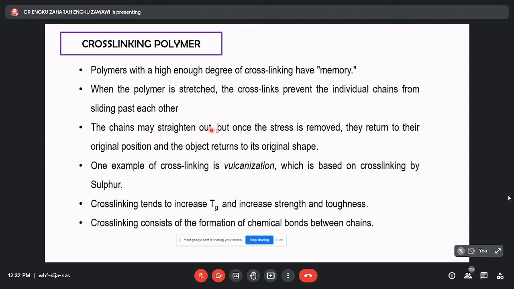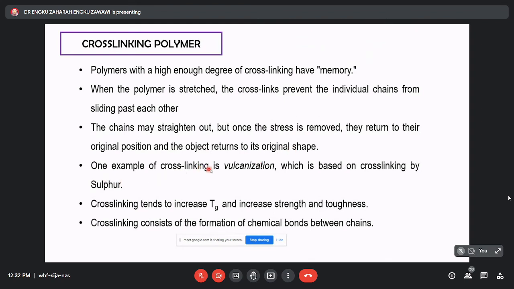So the chain may be straightened out, but once the stress, okay, kita pull dia, once kita remove, macam you buat tensile tu lah. Kalau buat tensile test for rubber kan, cuba you ambil sampel tu, you stretch rubber tu, rubber yang dah vulcanized tu, and then you release, dia akan back to dia punya original shape, if dia belum sampai dia punya tahap putus lah. So they akan return to their original position, and the object returns to its original shape. Tu yang dikata ada memory tu.